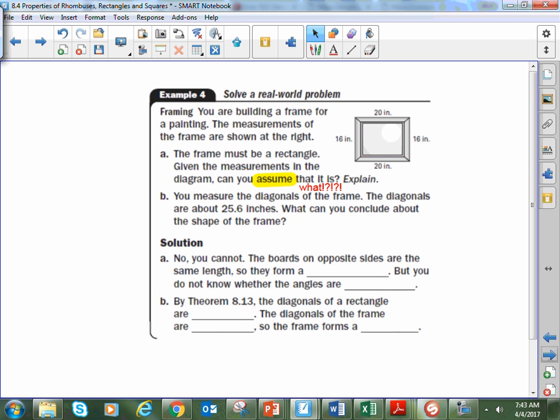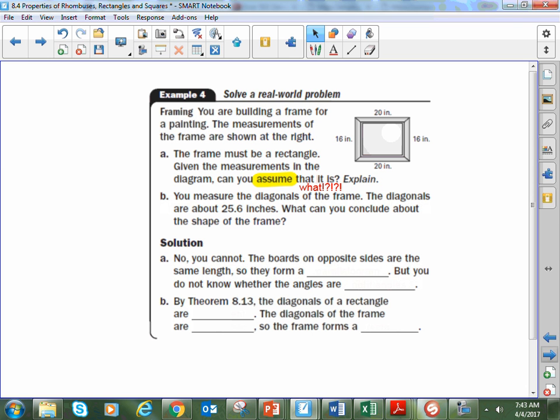All right. So here in example 4, we're framing a picture, and we want to know, is this picture frame that we see, with the information that's provided to us, a rectangle? I really like the way that they phrased part A. Well, the frame has to be a rectangle. Given the measurements, can you assume that it is? And that word assume is a very bad word in geometry. I do not like hearing it in my classroom, and when I see it written in a geometry text like this, it really bugs me.